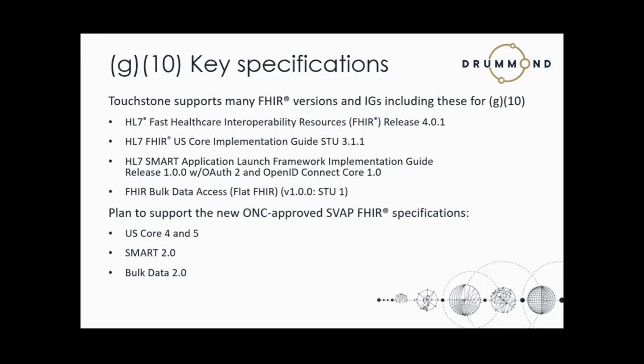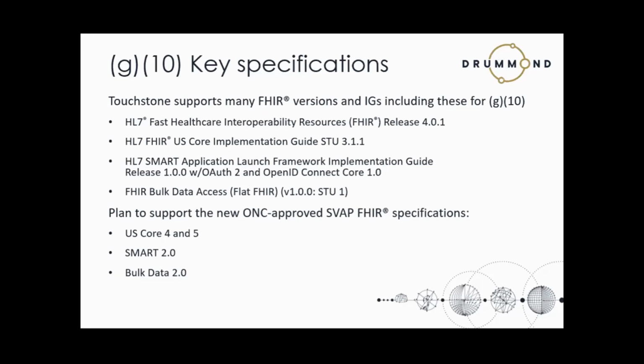You have to support SMART on FHIR version 1.0.0 app launch framework. That includes OAuth 2, OpenID Connect, for all of the client registration and authorization, patient authentication, that sort of thing. And then you also have to support the FHIR bulk data access version 1.0.0 IG as well. So in the Cures rule, the big change between G8 and G10 was standardizing these specs and these IGs for your FHIR APIs, as opposed to sort of roll your own thing.